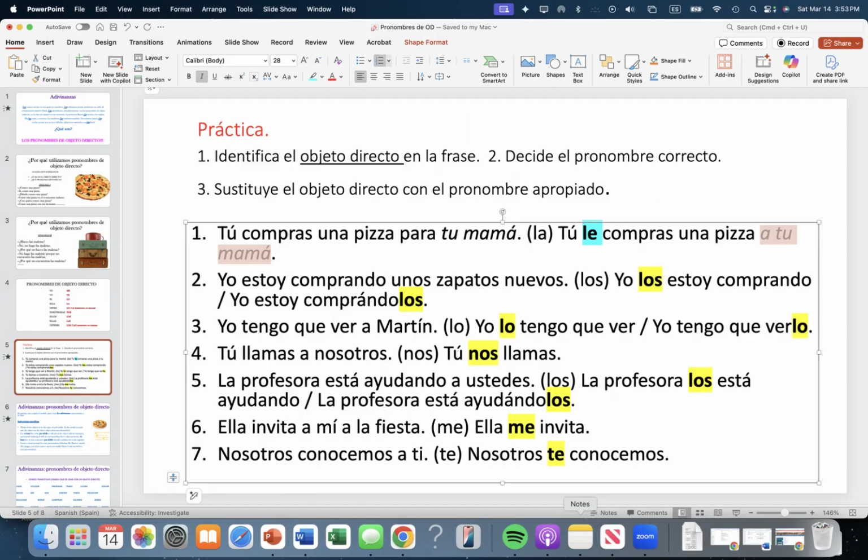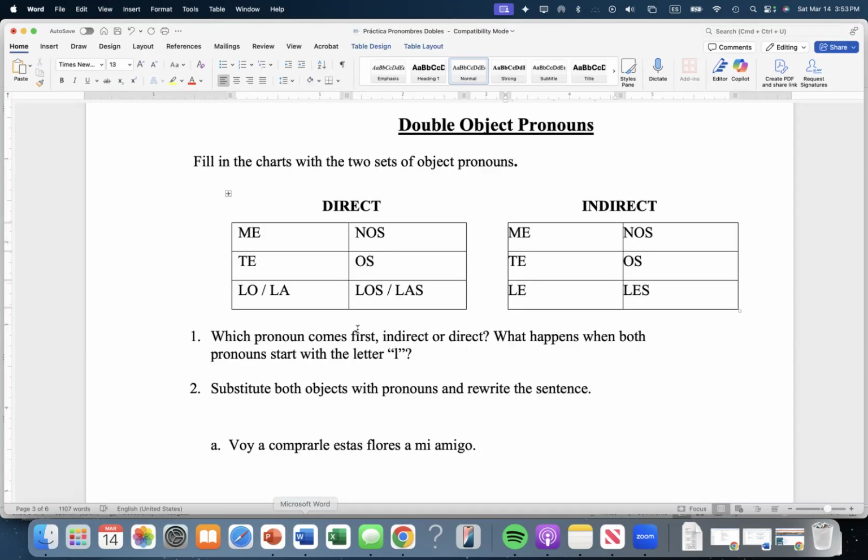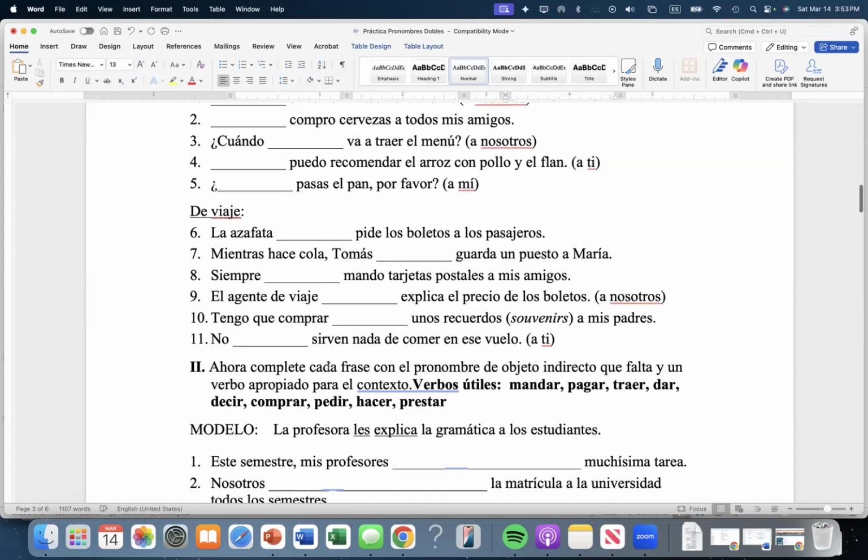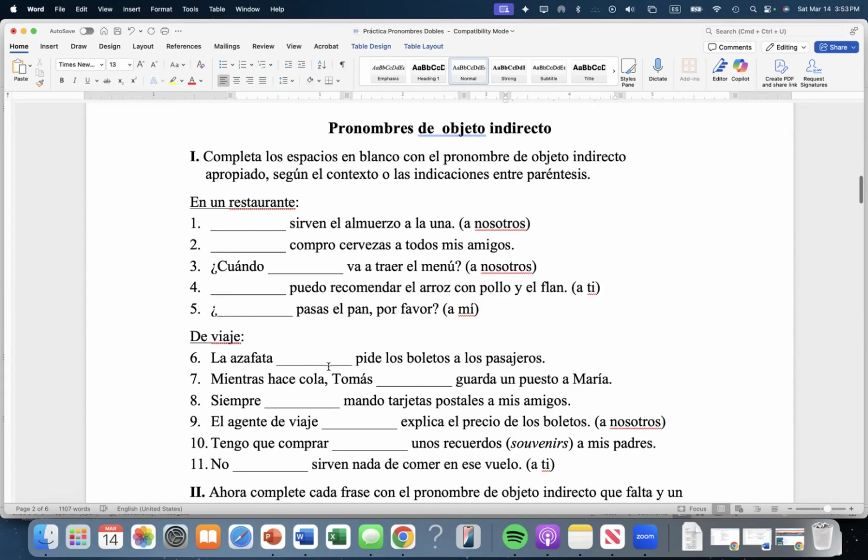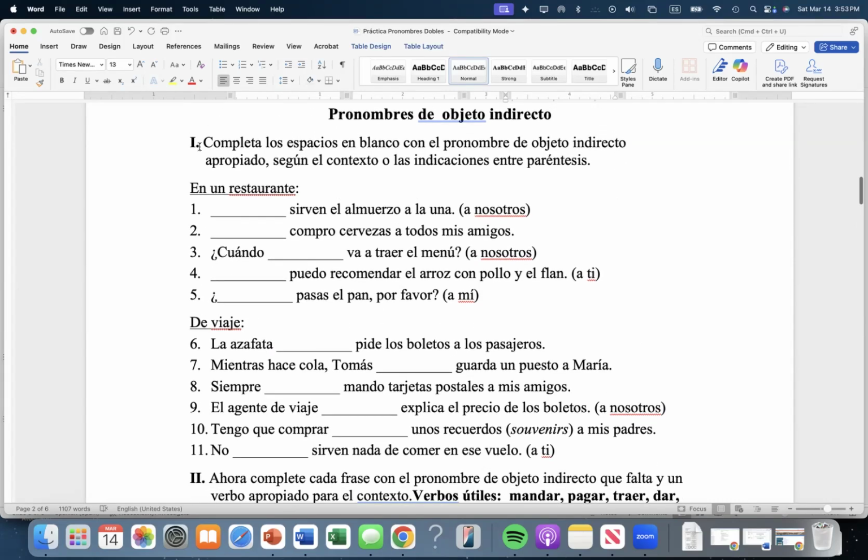Now, let's do a few exercises. We did a few exercises here to remember how to position direct object pronouns. Let's do the same with the indirect object pronouns. Let's do a few examples. Okay. Right here, completa los espacios en blanco con el pronombre de objeto indirecto apropiado. So let's figure out how to fill in the blanks with the corresponding indirect object pronoun.